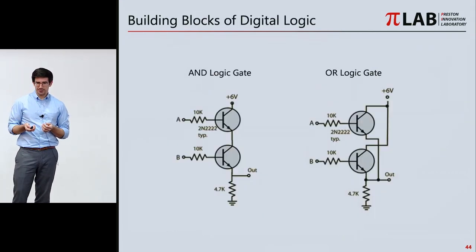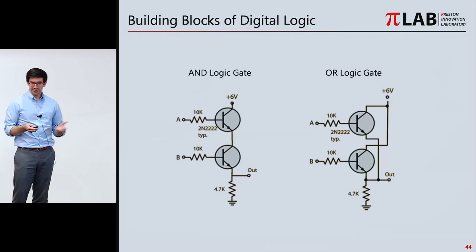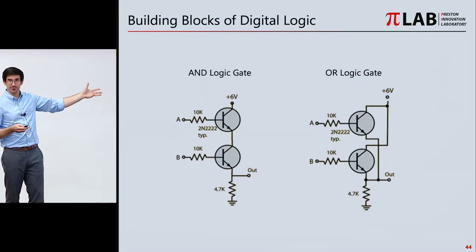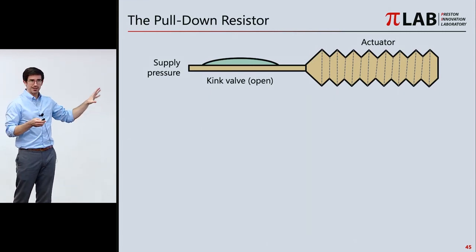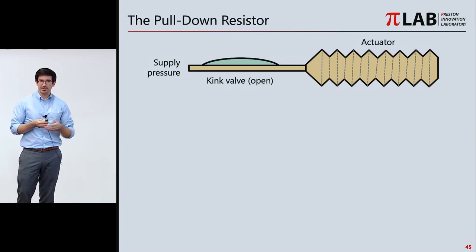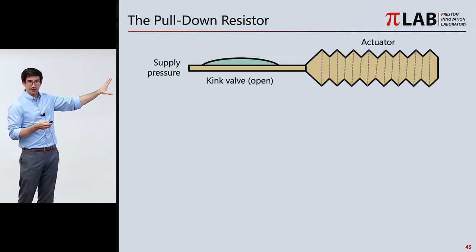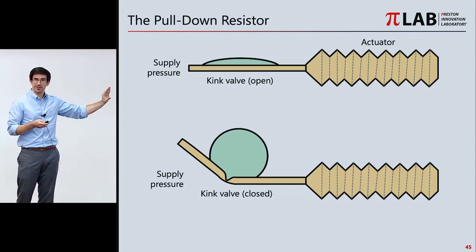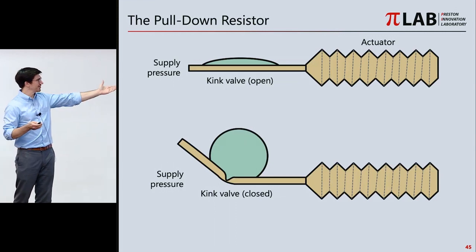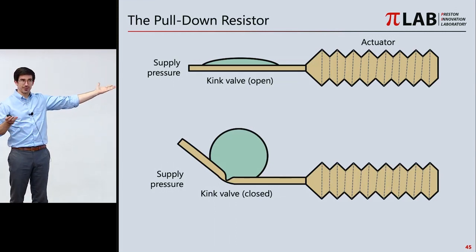The reason for that is, well, first of all, you might have guessed from looking at these circuits that we see the resistors on here, so we thought maybe we're going to need those. But I'd like to illustrate just graphically why those are so critical. So we might apply pressure, we get some actuation. This is the desired behavior with the kink valve open. But then we apply some pressure to the kink valve, form the kink. You'd imagine here that you want your actuator to deflate. But nothing happens, right? There's nowhere for the pressurized fluid to go.